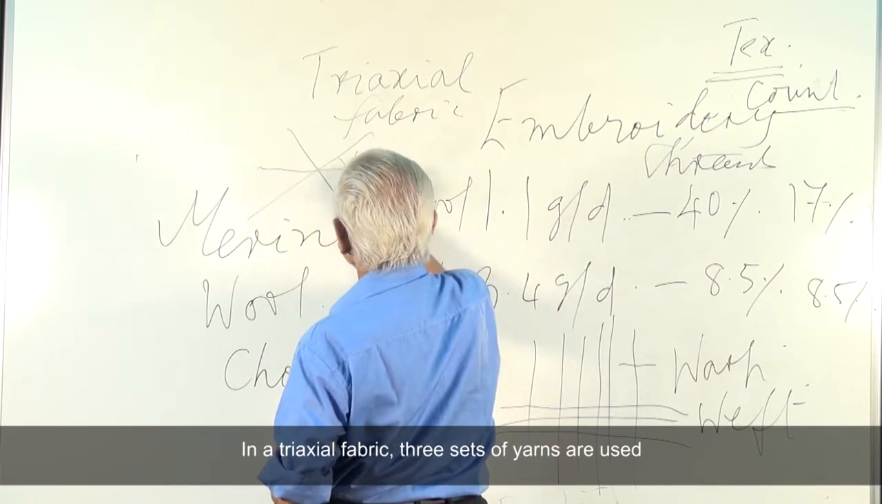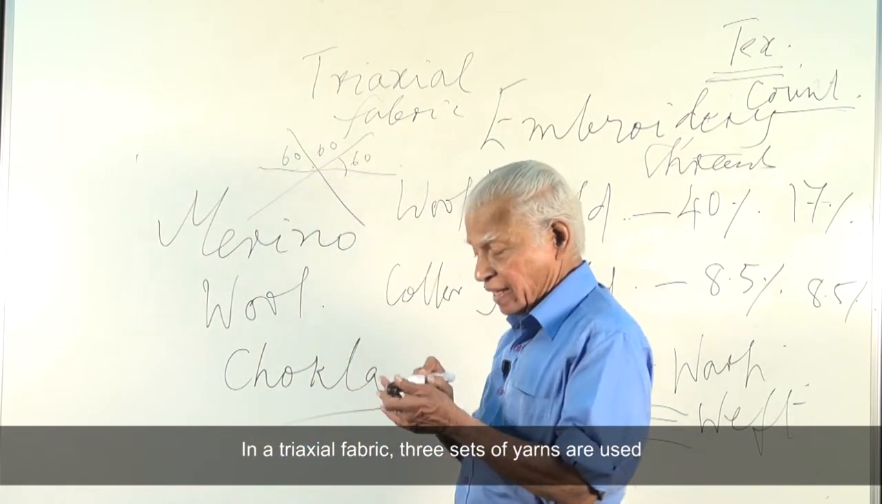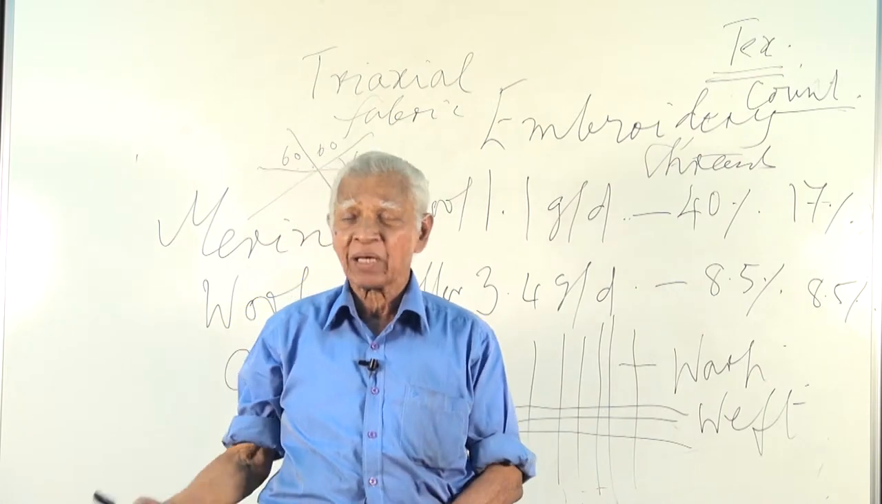So this is at 60, 60, 60. So three threads are there, triaxial fabric. They are only used in industrial applications, not for apparel purposes.